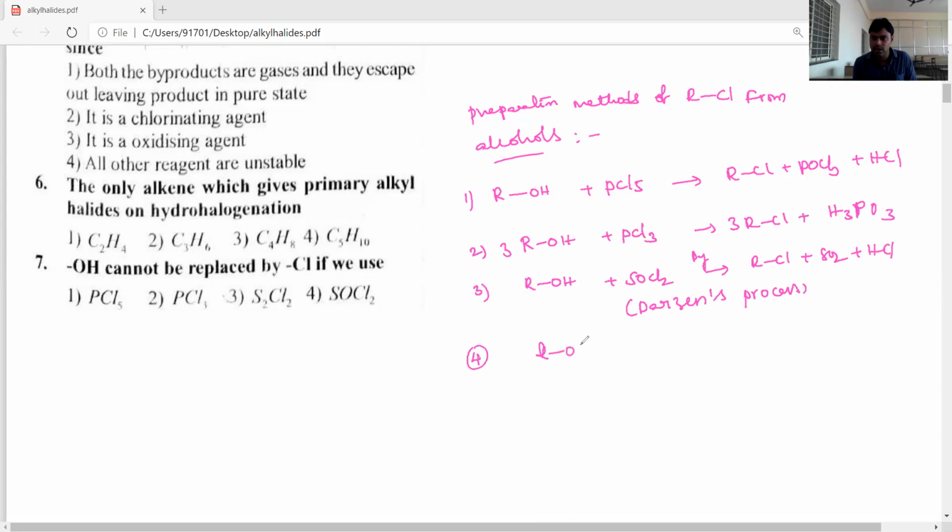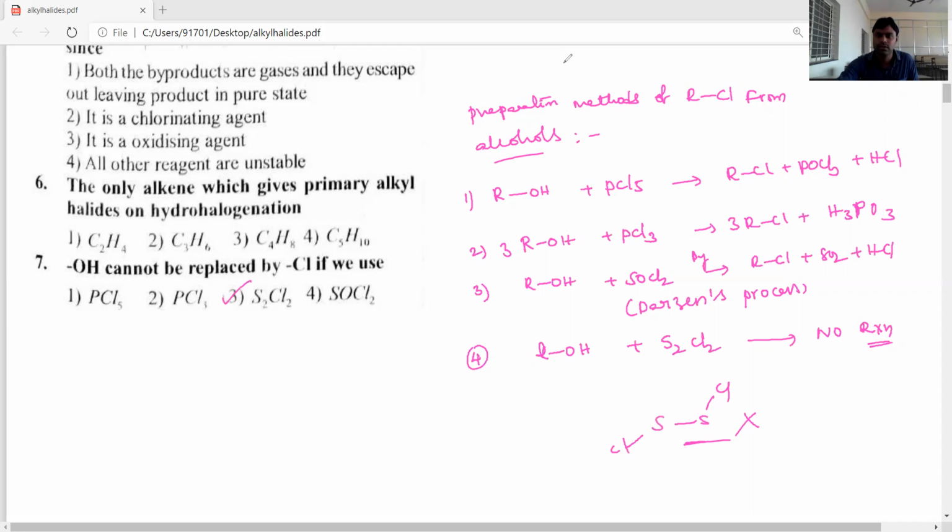Okay. Next reaction, let's see. The alcohol reacts with S2Cl2. No reaction. Okay, because S2Cl2 is nothing but Cl-S-S-Cl, it is not a chlorinating agent. It does not produce alkyl chlorides. So the answer is the third one.